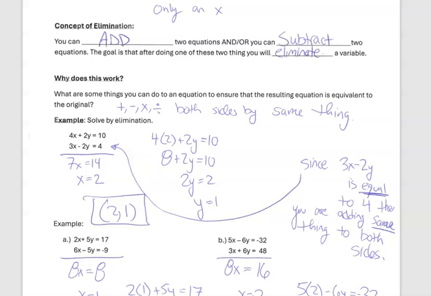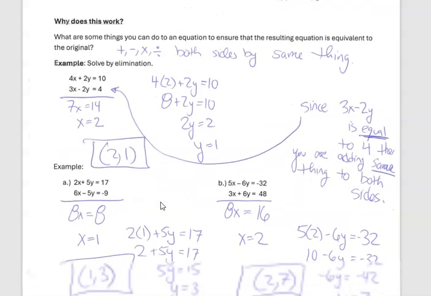Or when I add 4 to the right, and I add the stuff with the x's and y's on the left, since that equals 4, it's basically like I'm adding 4 to that side as well. So this is legal because I'm basically adding the same thing to both sides of the equation, and that's totally legal.